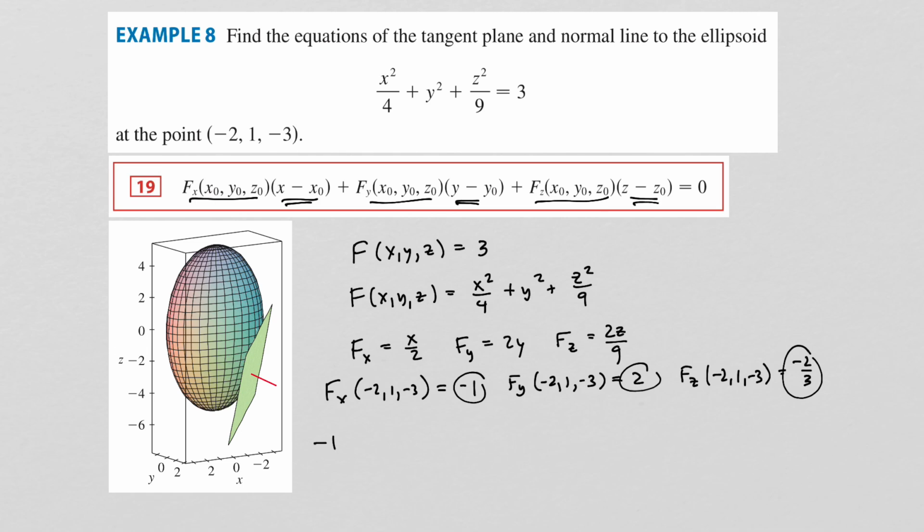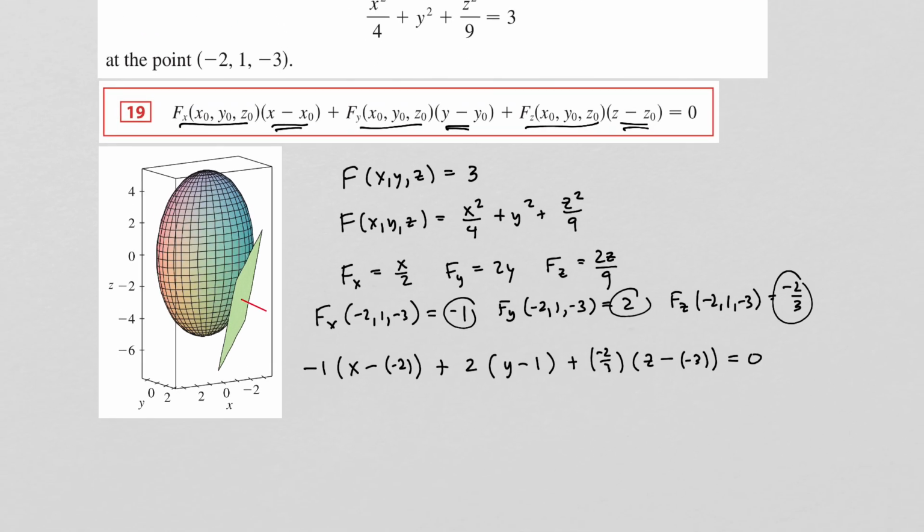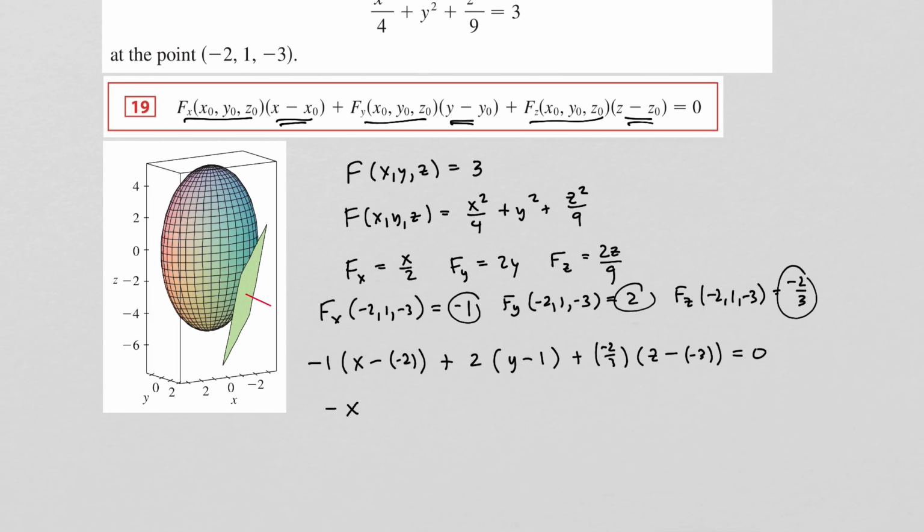So we're going to have -1 times x minus x naught. X naught is -2, plus 2 times y minus y naught. Y naught is 1, plus -2/3, multiplied by z minus z naught, and z naught is -3. And we set this equal to 0, and we get -x minus 2 plus 2y minus 2 minus 2/3 times z minus 2 is equal to 0.